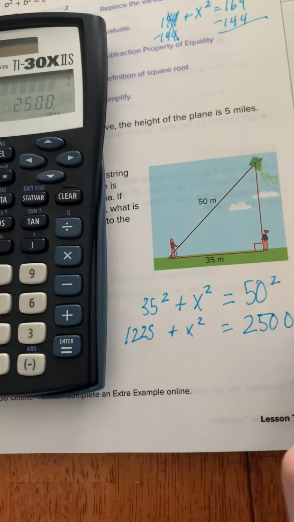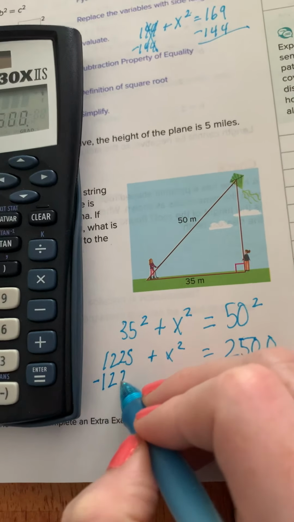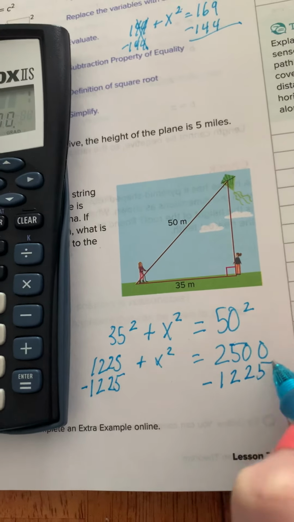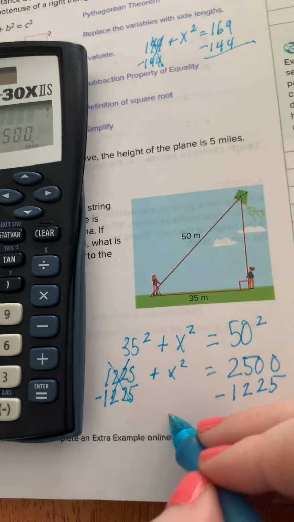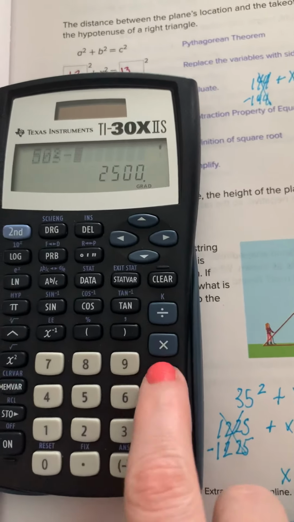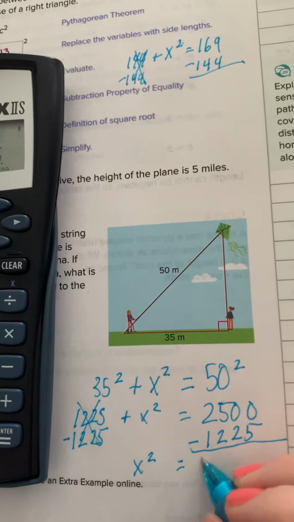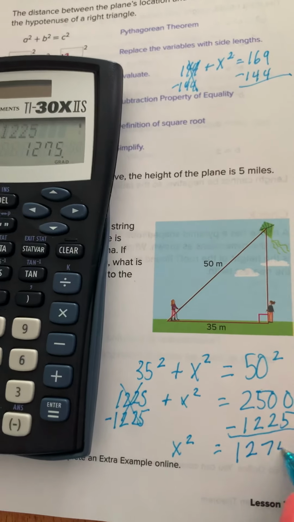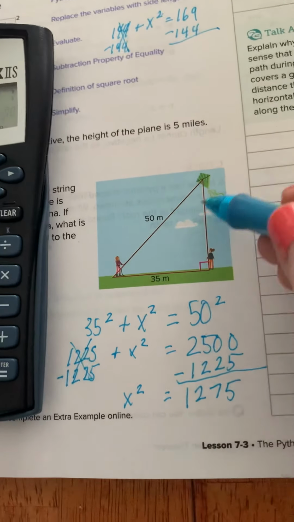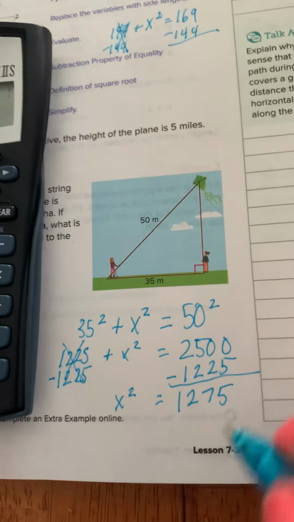All right, so now this is our algebra, that we just have to do the inverse operation on both sides to isolate the variable. This will cancel each other out, leaving x squared equals, and then what's this? Well, we can just go 2,500 minus 1,225. Okay, we have 1,275. That's what's left over. Is that how long this is? Does that make sense? No, you still need to square root it.